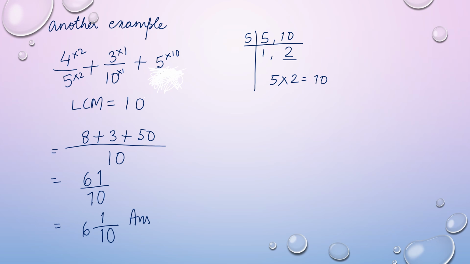Again, using the concept of equivalent fractions, we multiply the numerator and denominator by the same number. Now we got 61 over 10. 61 over 10 is an improper fraction which can be written as 6 whole 1 over 10.